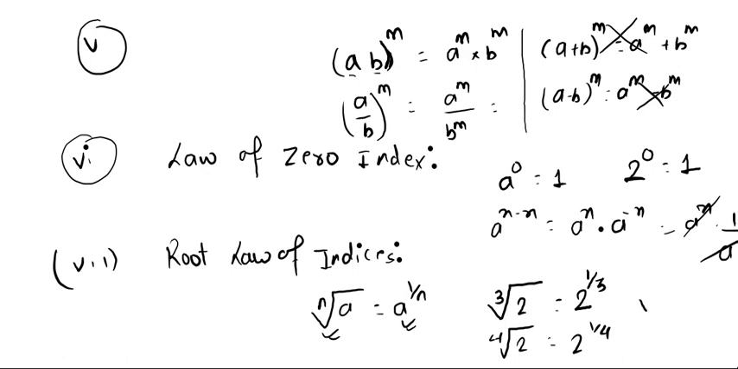What will be the case for root under 2? There is no number shown in the root, so will there be no number in the power? No, there will be a number, 2. Why? Because this is a square root, so in the power we can write it as 1 by 2. Okay, so this is how we are going to solve.